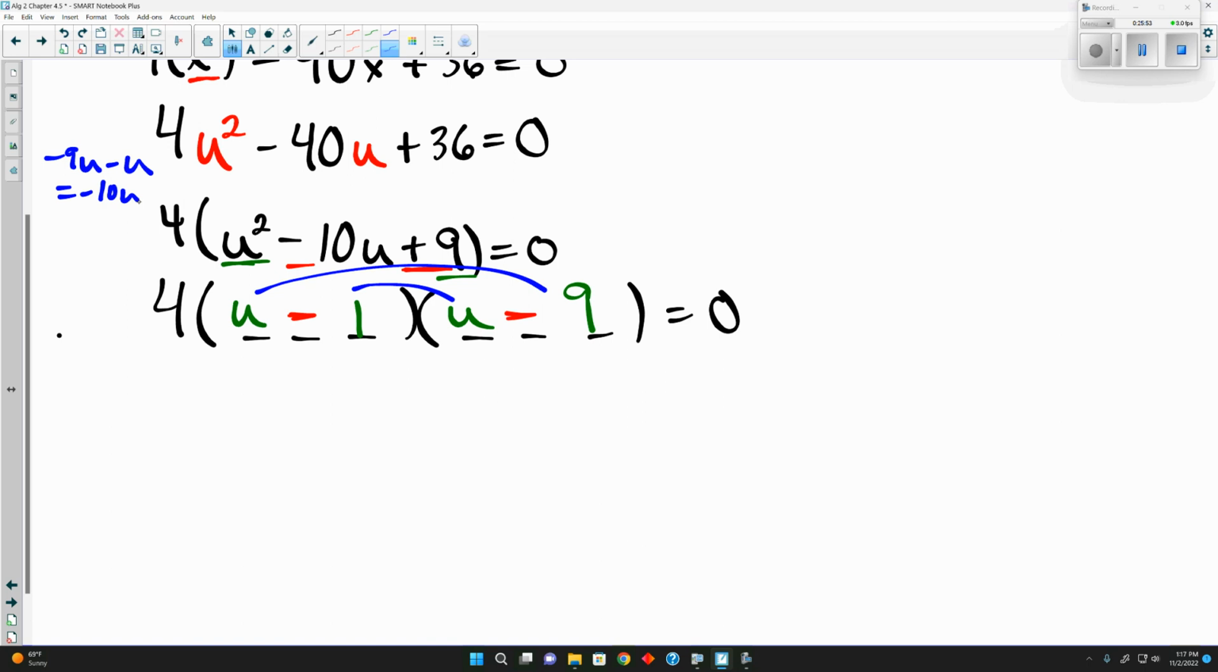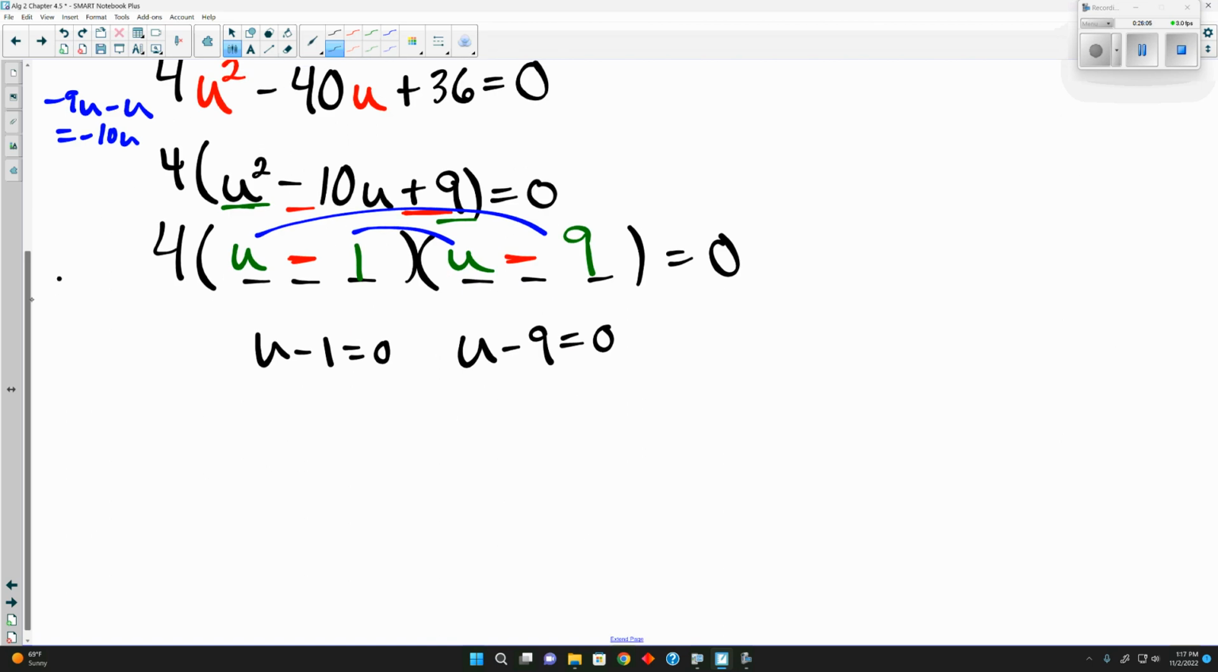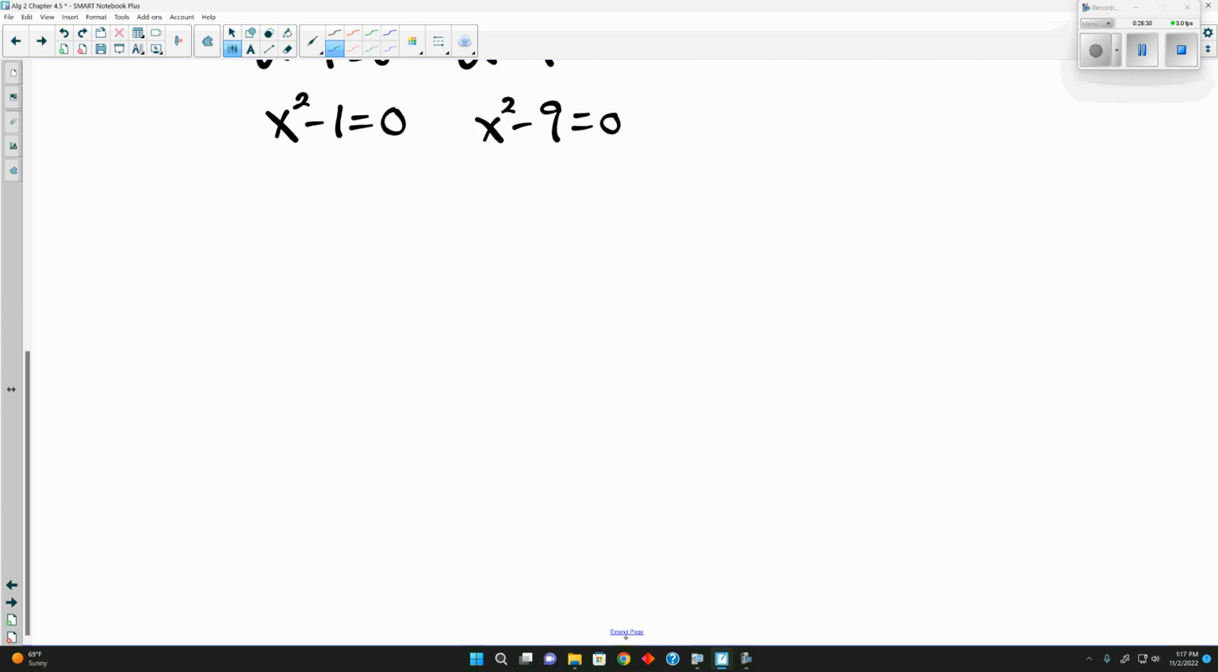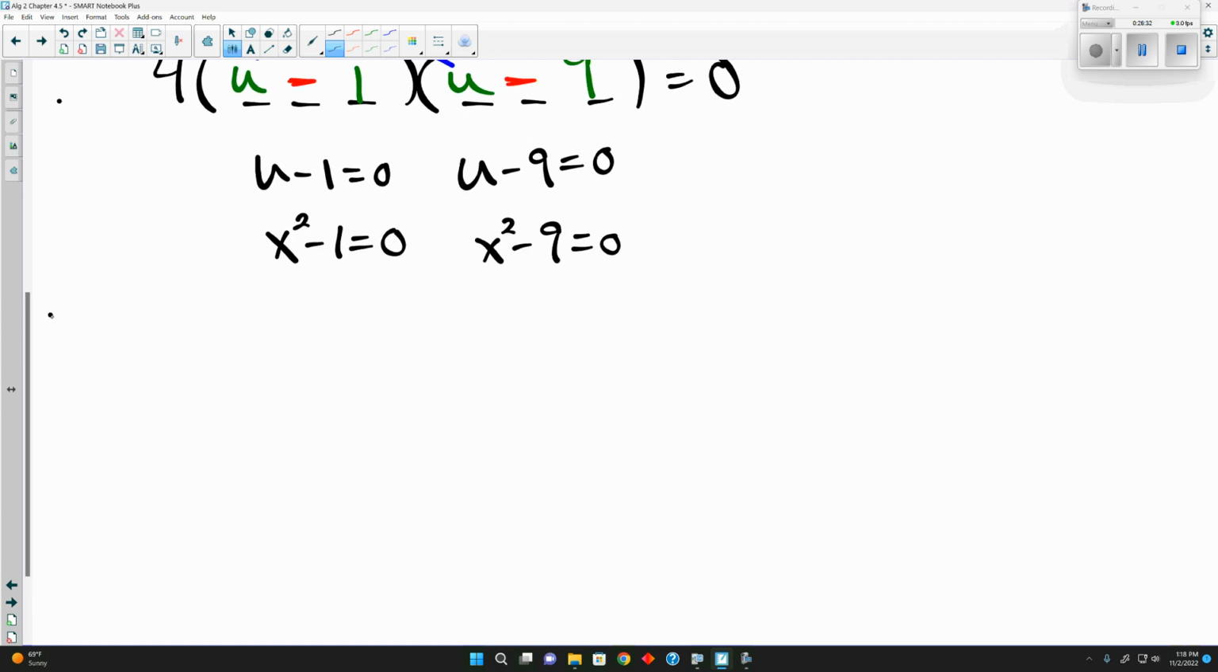Now we do have two things multiplied together to equal 0, so one of them must be 0. So we're saying either u minus 1 is 0 or u minus 9 is 0. But at the very beginning, before we really started this problem, what did we say u was? We said u to be x squared. We can plug it back in. So really what we have is that x squared minus 1 is equal to 0, or we have that x squared minus 9 is 0.